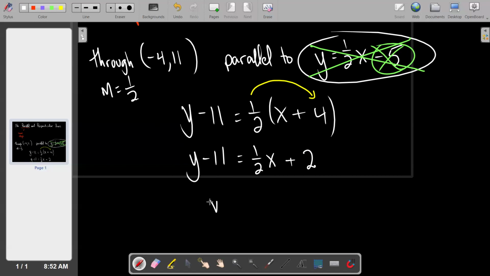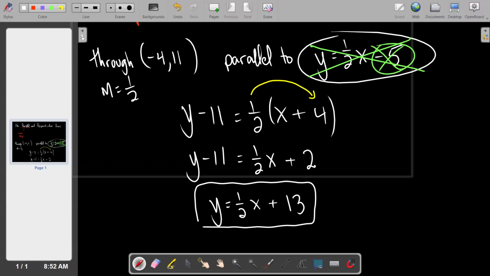If I add 11 to both sides, then I'm done. I get y equals 1/2 of x plus 2 plus 2 plus 11, which is plus 13. And this is the final answer. And you will note, of course, that sure enough, the line that I wrote has a slope of a half, and the line that I was told to be parallel to also has a slope of a half.